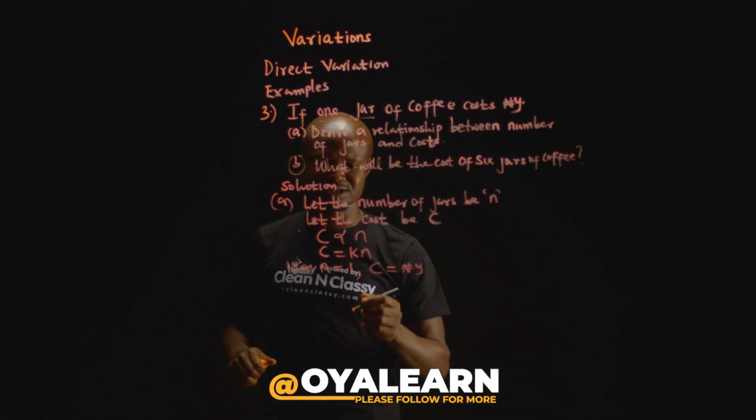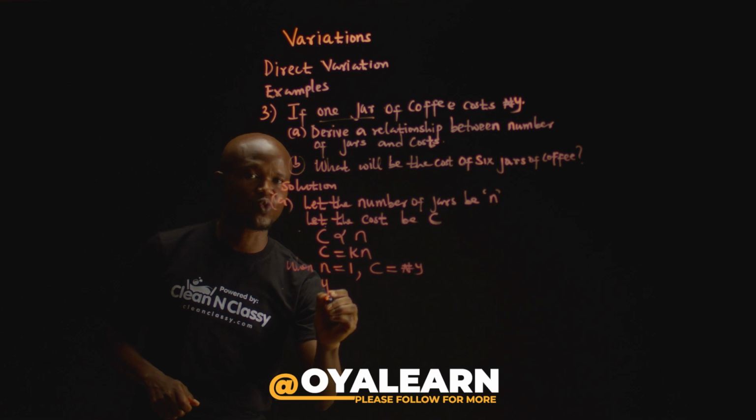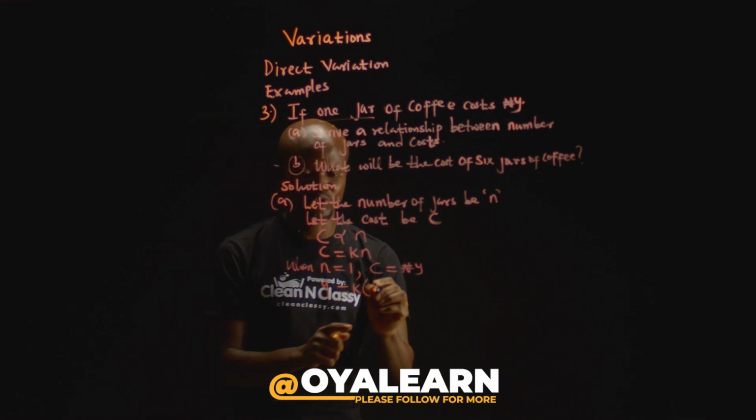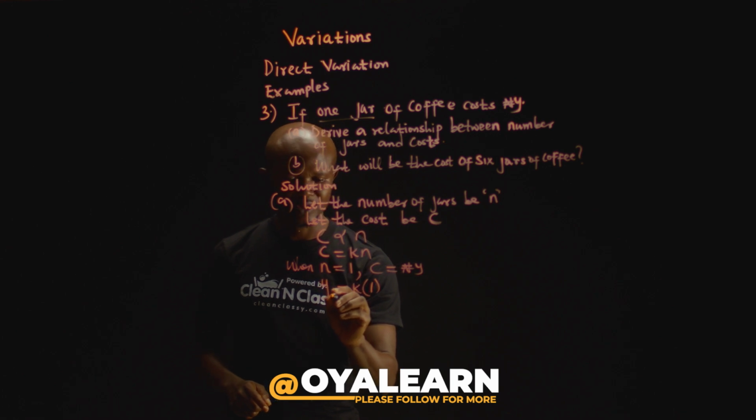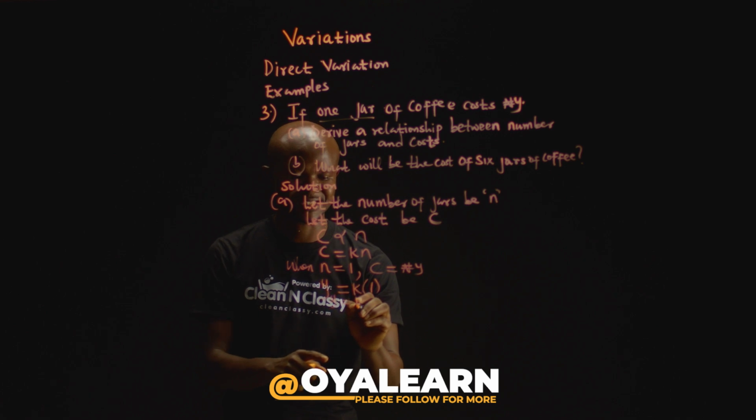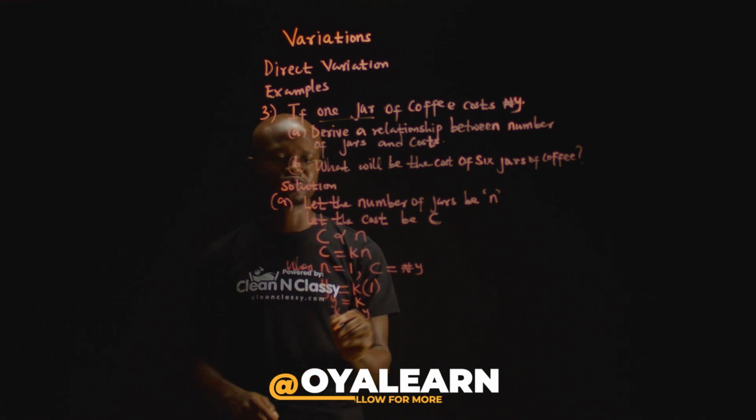So in this case, let's substitute. Anywhere we see C, we put what? Y. Then we have K into what? Anywhere we see n, we put 1. Meaning that what? Y equals what? K times 1, that is K. So it means that the value of K is equal to Y.